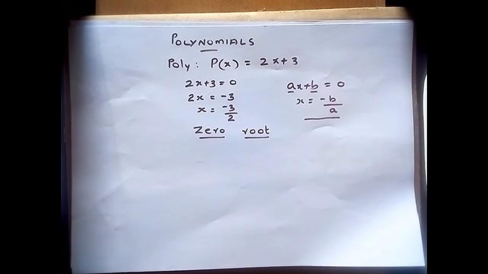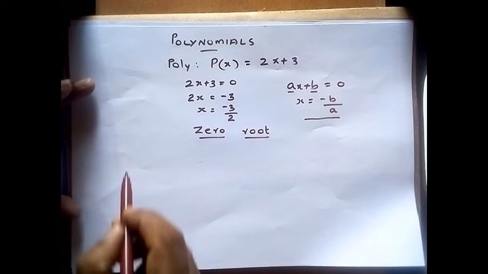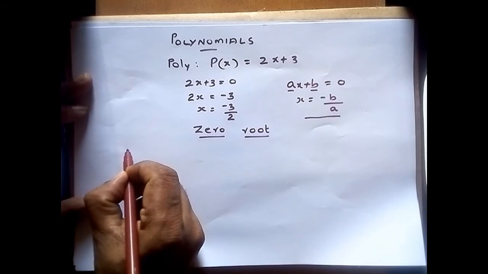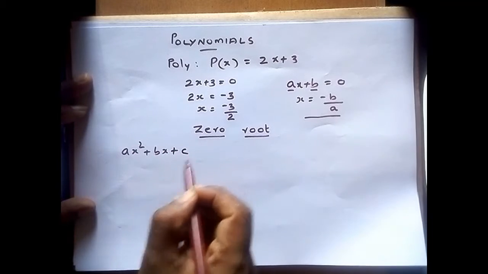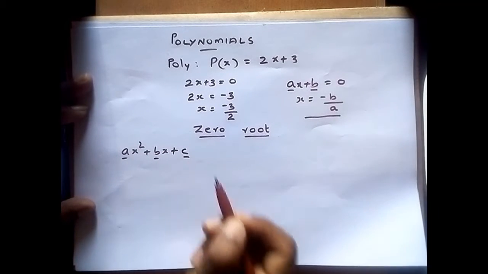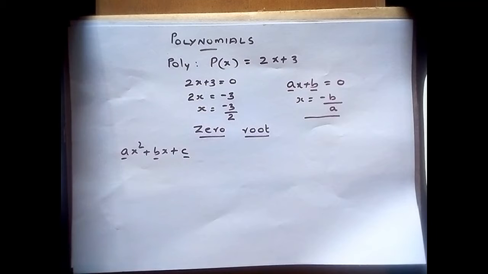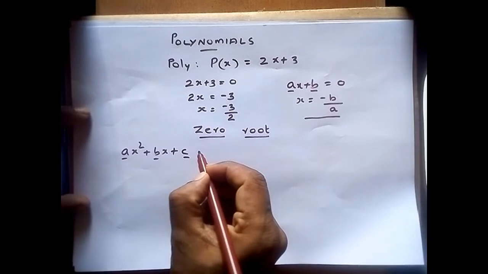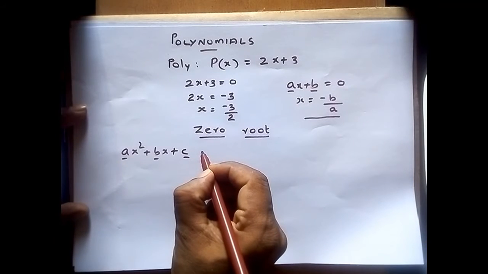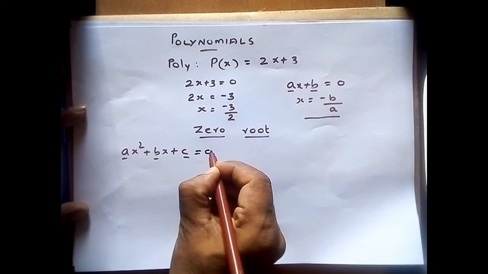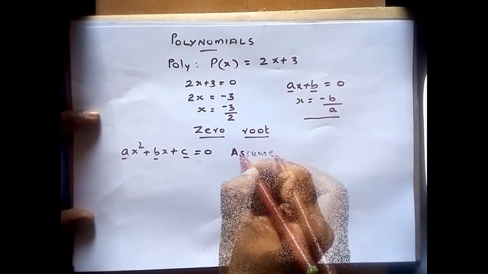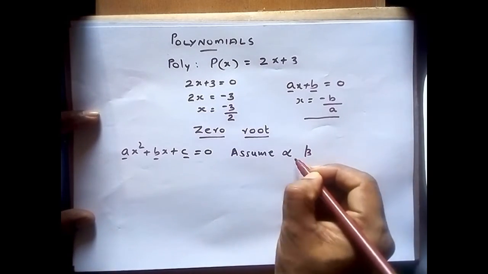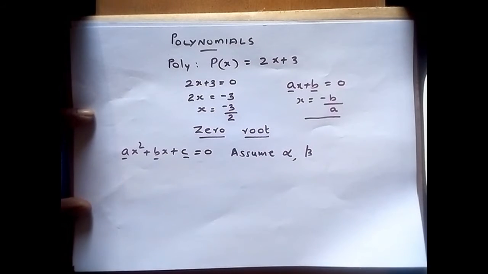Now we will take a quadratic polynomial. A general quadratic polynomial is of the form ax square plus bx plus c, where a, b, c are real numbers, as you know from the definition of polynomial. To find the roots or zeros of this polynomial, we will equate it to 0. Now we assume that alpha and beta are the roots of this polynomial.